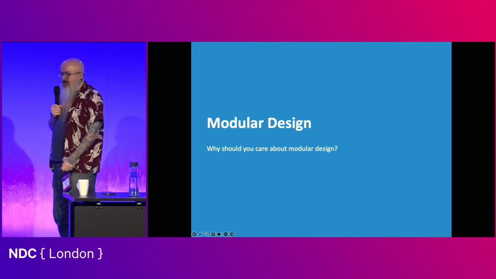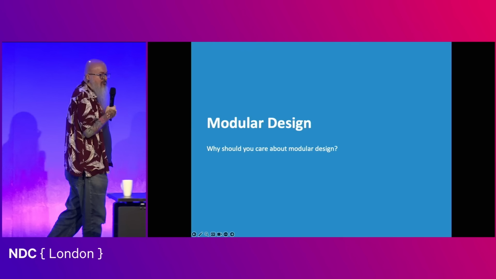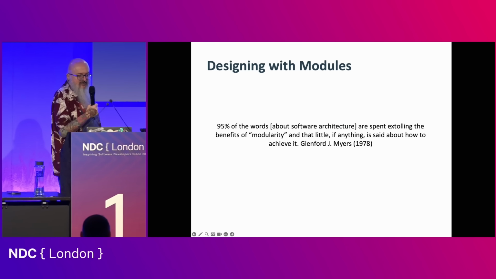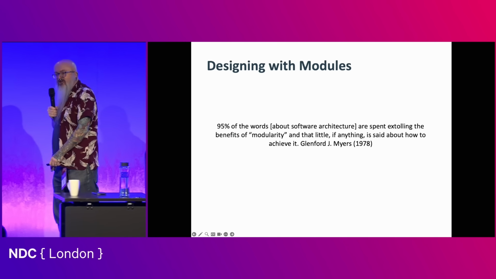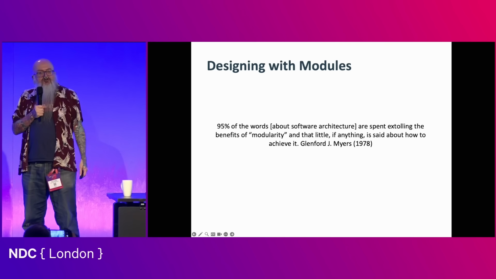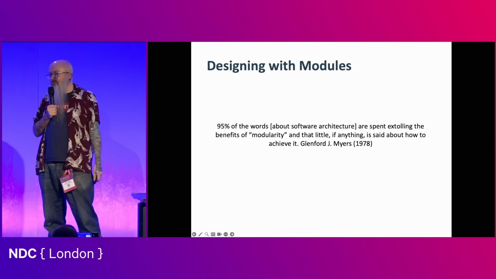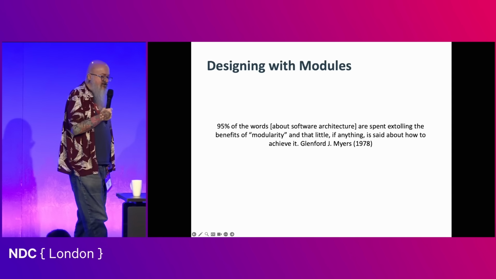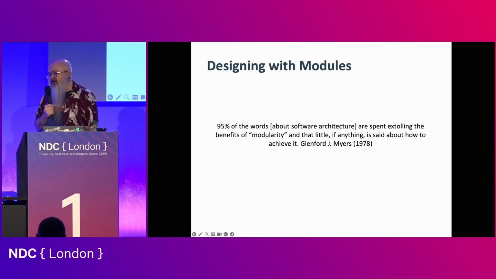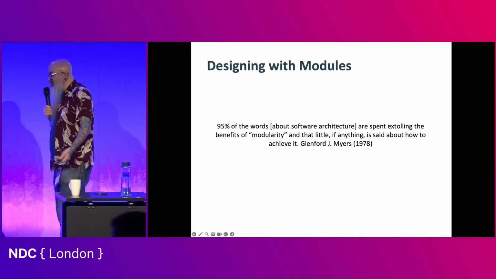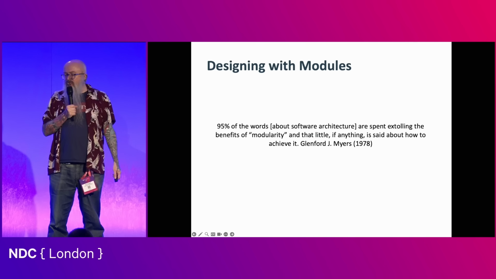All right. Modular design. Why should you care? I mean, you've come to this talk, but why? There's a useful quote here, which I quite like, by Glenford J. Myers, which said, 95% of the words about software architecture are spent extolling the benefits of modularity, and little, if anything, is said about how to achieve it. And I think that is very true. Since the 1970s, with Yourdon and Constantine and structured design and structured programming, we have been talking about the fact that our software should be modular in order to make it maintainable. And yet we're very bad at talking to people about what that really means.